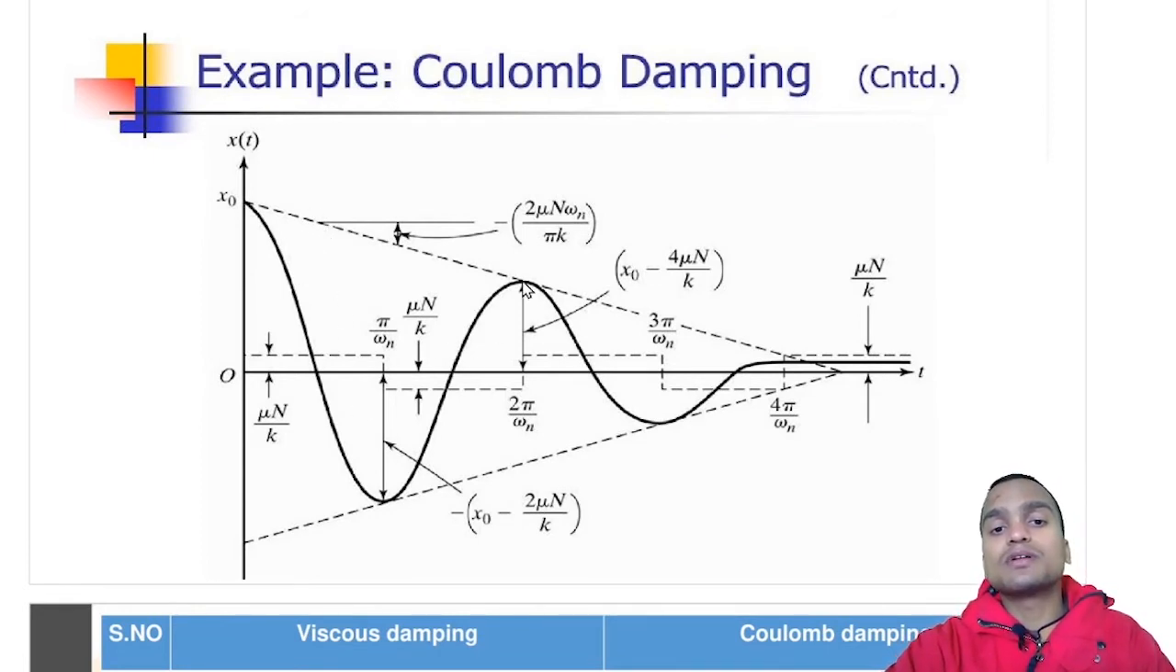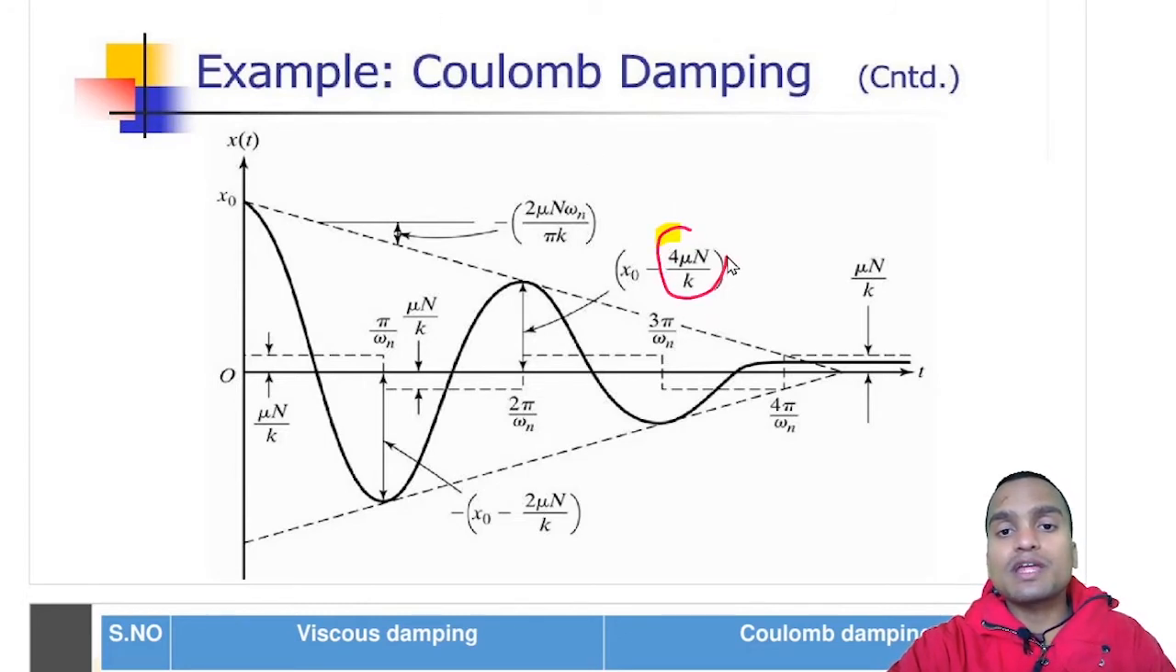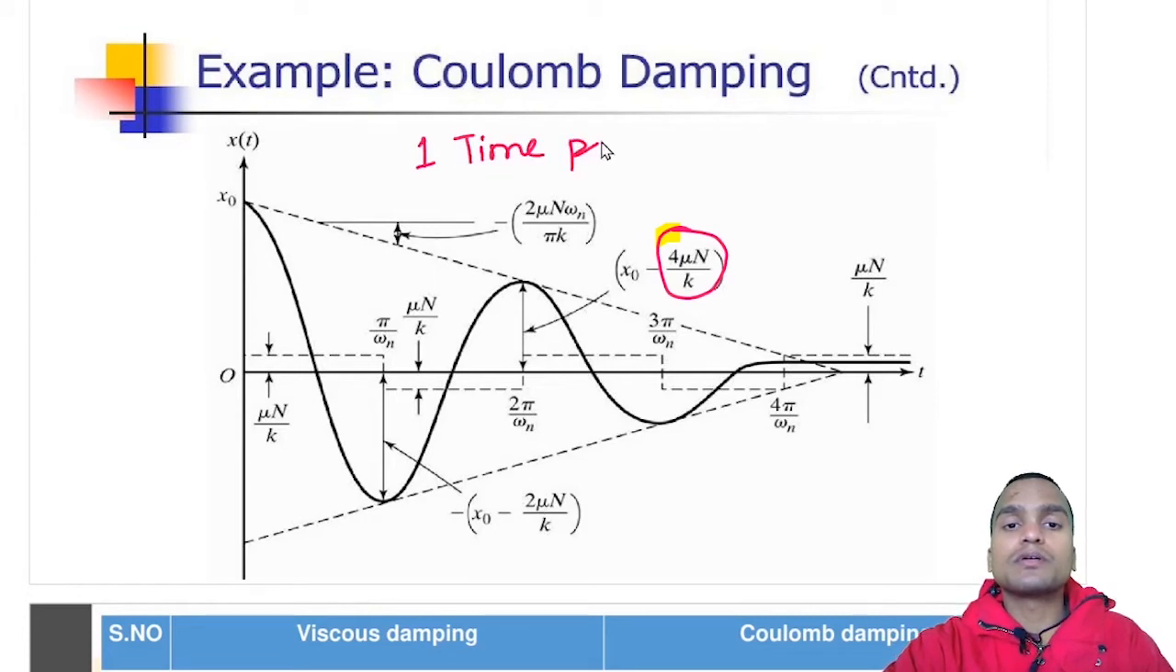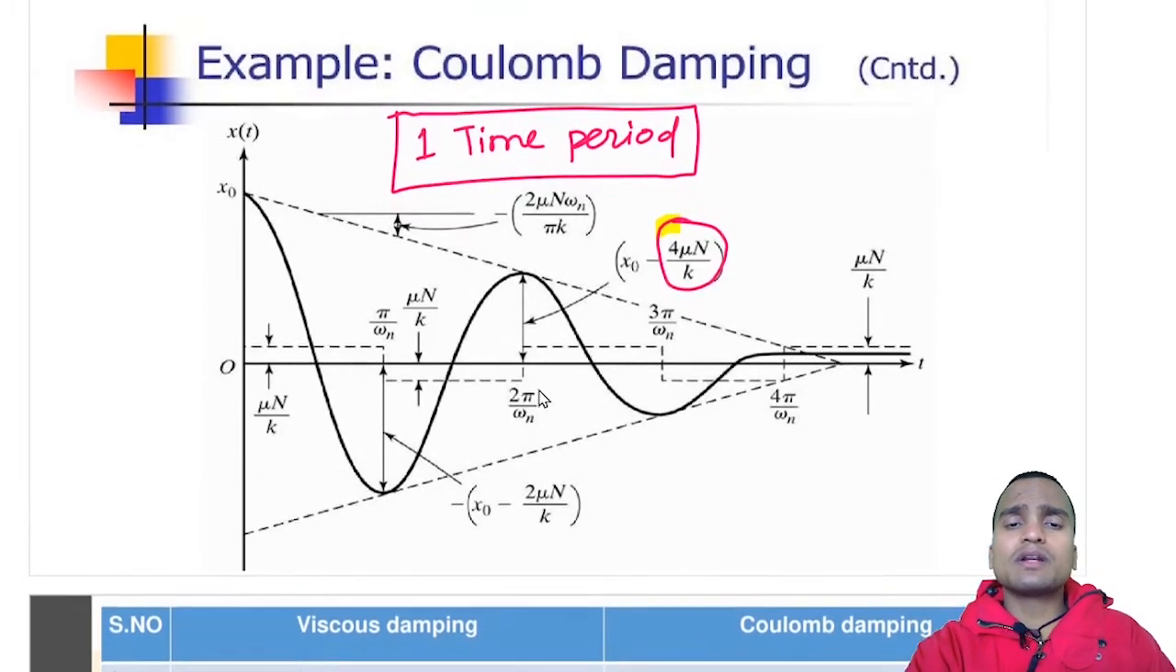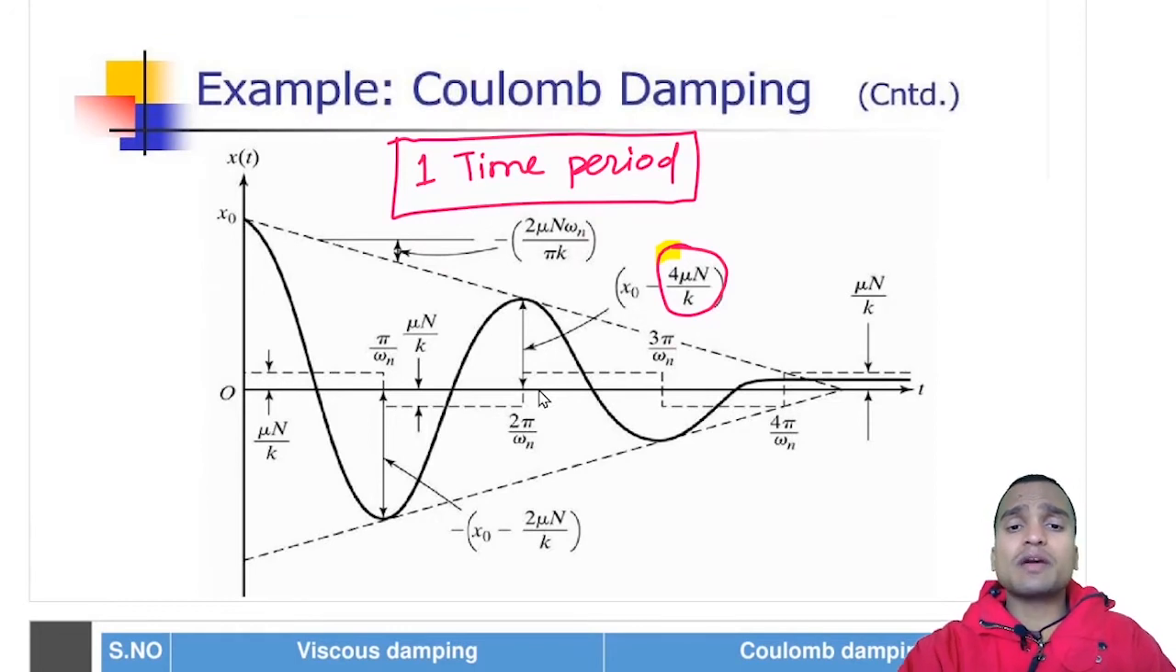And due to Coulomb damping, every time the amplitude is reduced by this much magnitude, 4 mu N by k, after one time period. In one time period the amplitude is reduced by this magnitude, and this is obtained simply by analyzing the equation of motion. So we will not discuss Coulomb damping much.